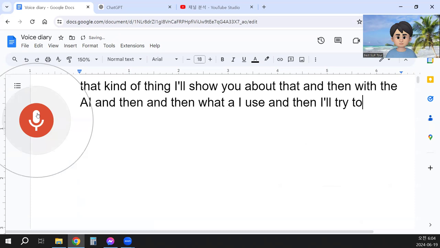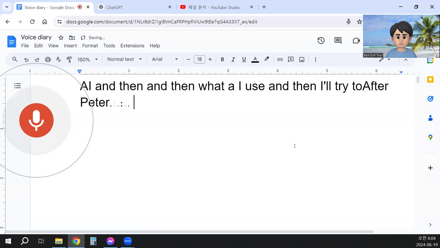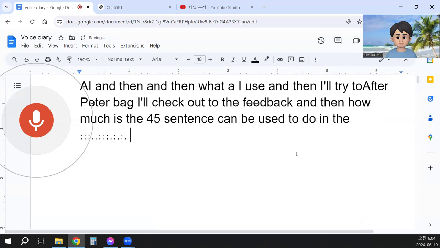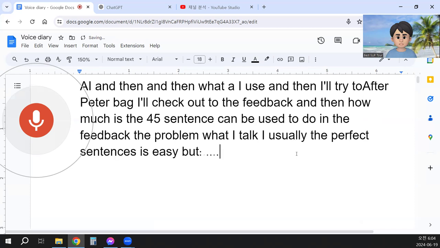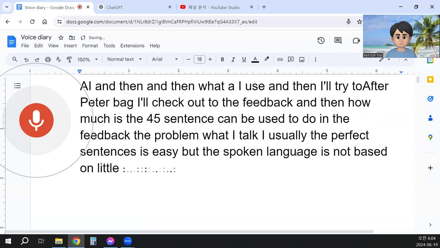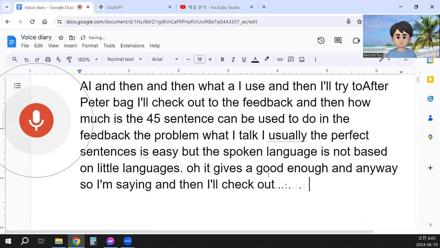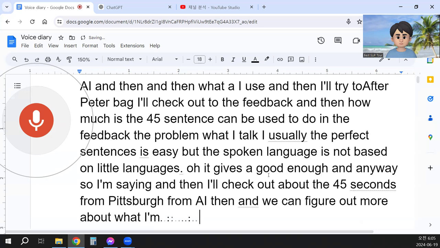After feedback, I'll check how much the 45 sentences can be used in the feedback. What I talk, I use the 45 sentences easily, but spoken language is not based on written language. Grammarly is not perfect, and without a period mark and paragraphs it is confusing to understand how it gives a period mark. I'll check the 45 sentences from the AI feedback, and then we can figure out more about what I'm talking.